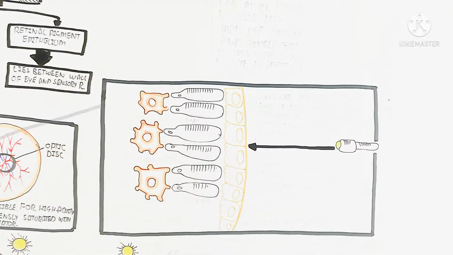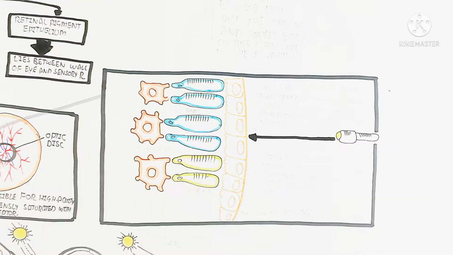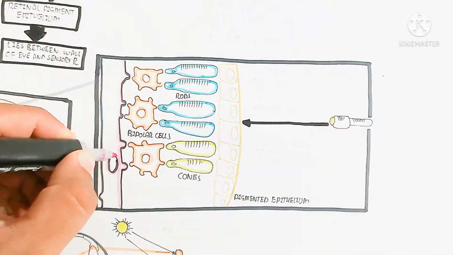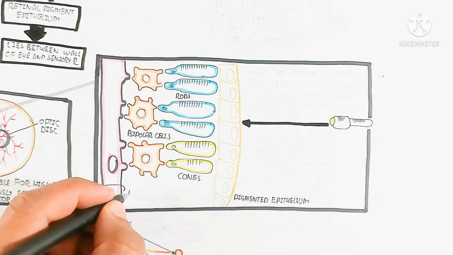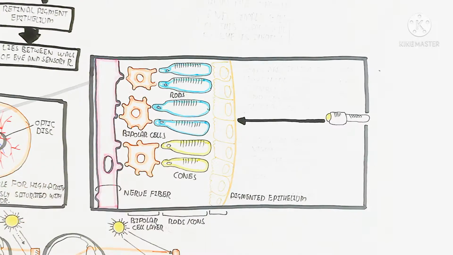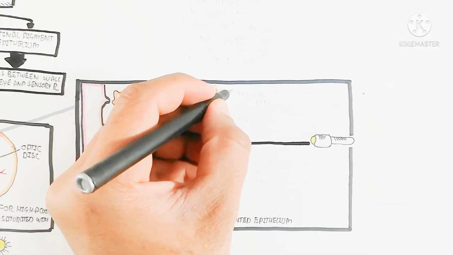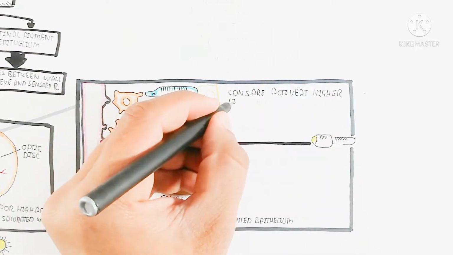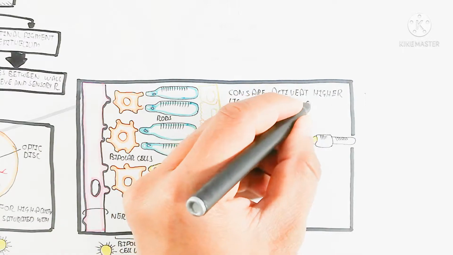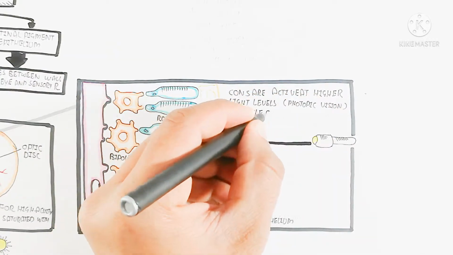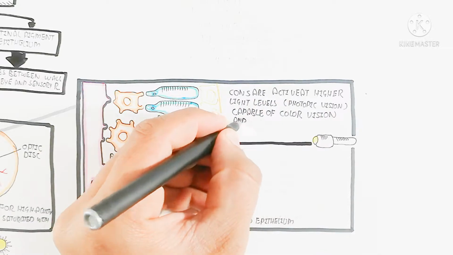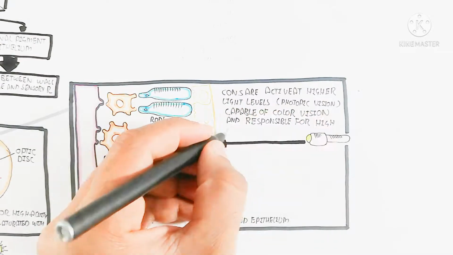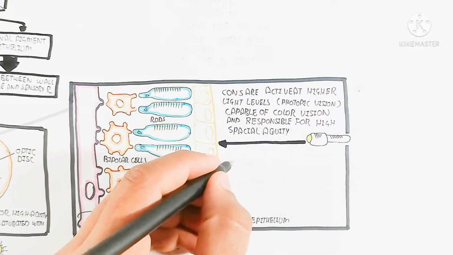Here, let's understand the cross section, basically the bigger picture of the retina, which contains rod and cone cells and bipolar cells. Bipolar cells are present between the nerve fiber and optic nerve fiber, and here are the cones and rods. The cones are activated at higher light levels, photopic vision, capable of color vision and responsible for high spatial acuity. So sorry, that was the cones.